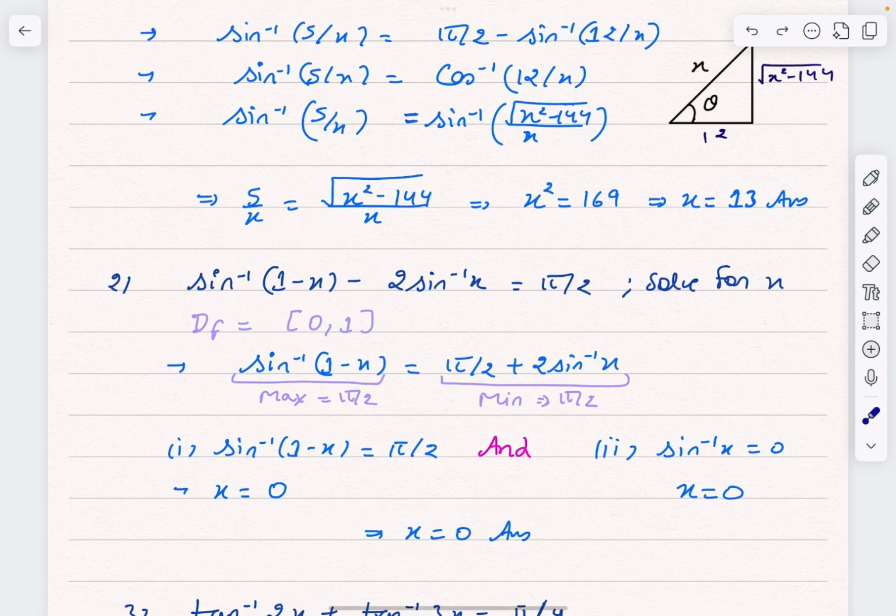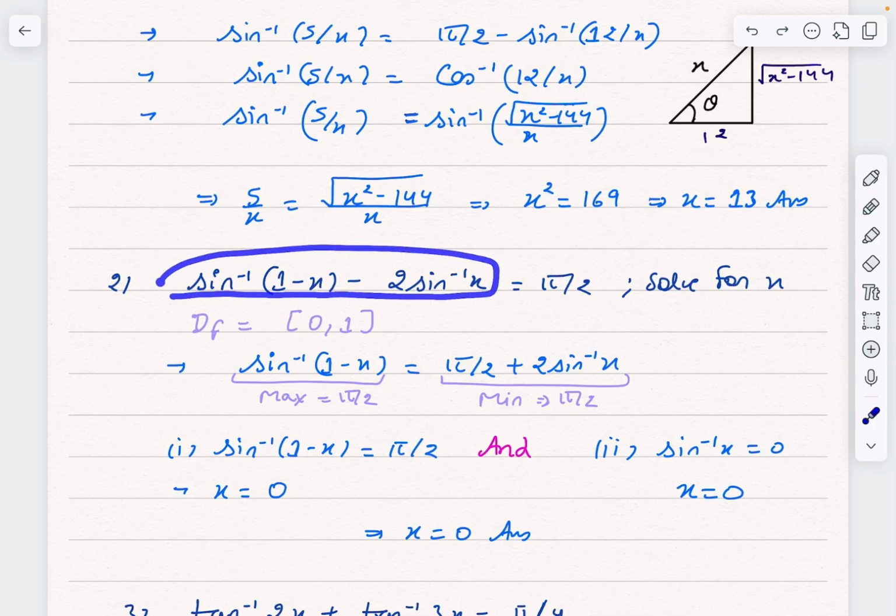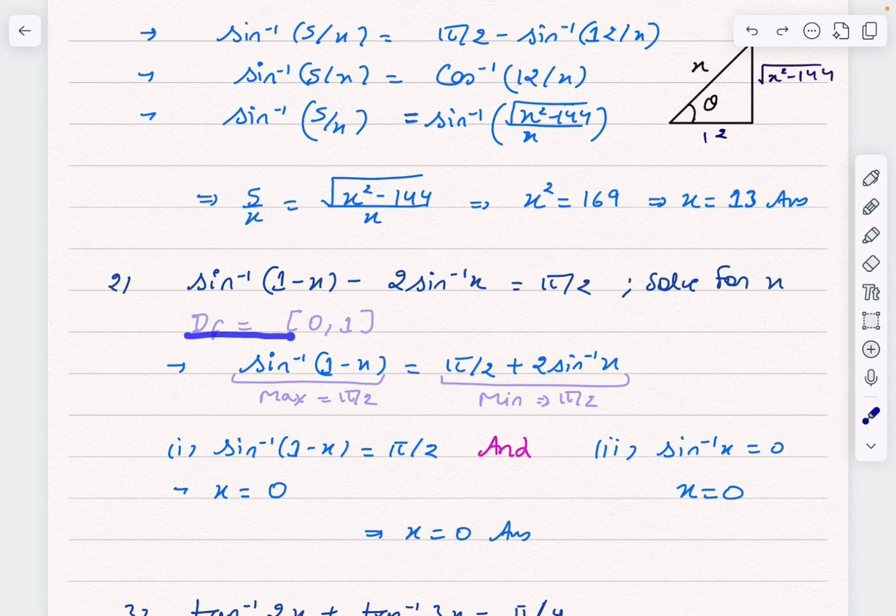See, for this, first of all, again, we see the domain. What is the common domain? You see sine inverse of 1 minus x. Here 1 minus x should lie between minus 1 to 1. Here x lies between minus 1 to 1. The common domain will be just 0 to 1.